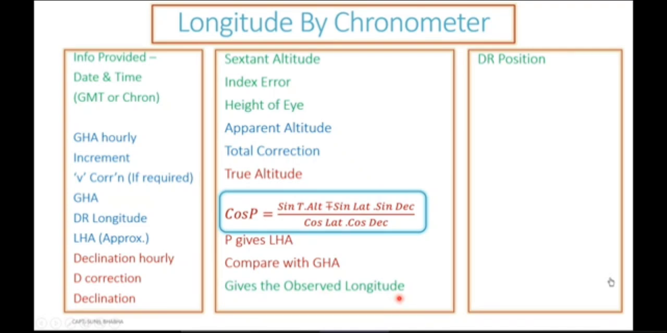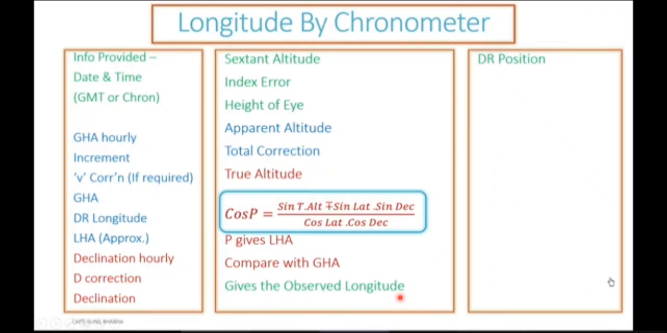This was the name of the method, longitude by chronometer. Now, as far as the position line is concerned, only finding the observed longitude is not sufficient. We also need to find out the direction of the position line. We have a reference point now from where the position line passes, that is the observed longitude, but we also need to know what is the direction in which the PL lies. So for that, we need to calculate the azimuth of the body.